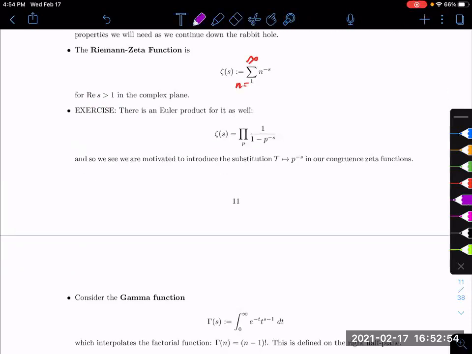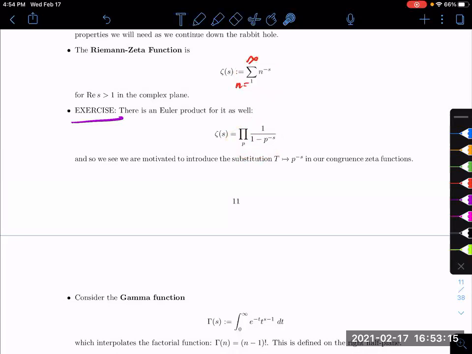As an exercise, this is very easy to show. You can show there's another expression for the Riemann zeta function, and here it is. It is given by the infinite product over all possible primes p of 1 over 1 minus p to the negative s. I know that looks a lot different than this, but it's not hard to show in the slightest. So what does this mean?